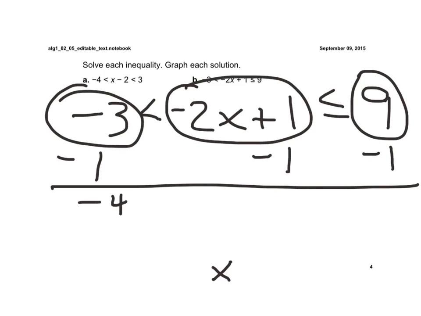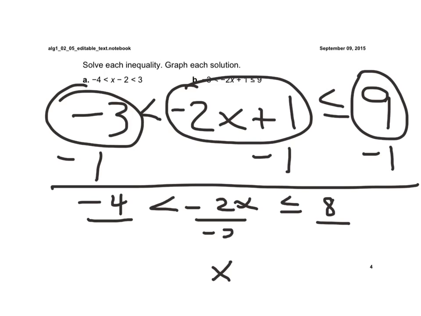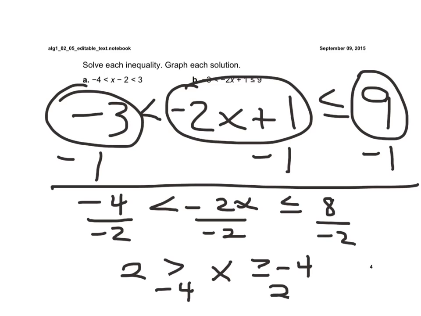So now I have negative 4 is less than a negative 2x is less than or equal to 8. And now to solve, I divide every expression by the negative 2. And again, we must remember, if we're going to divide by a negative 2, we have to reverse the sign. And so now I have it written like this. Now, that really doesn't make sense because the larger number's on the left and the smaller number's on the right. So I would recommend that we rewrite this. So we'd have negative 4 and the 2, the x in the middle. And again, the x is less than that 2, but it's greater than or equal to that negative 4. And now we have our final answer.